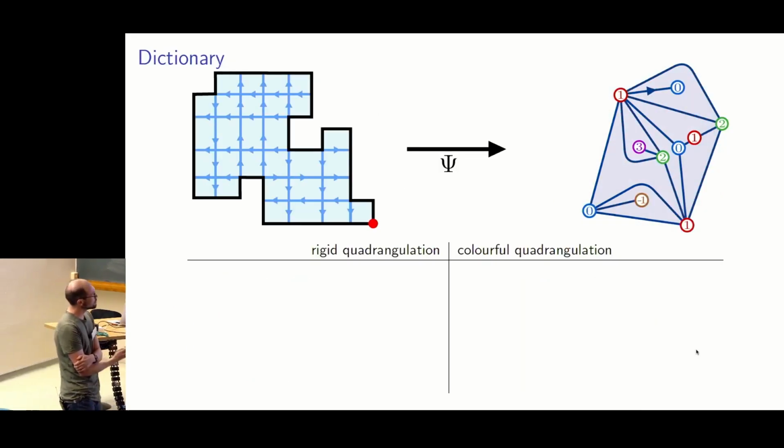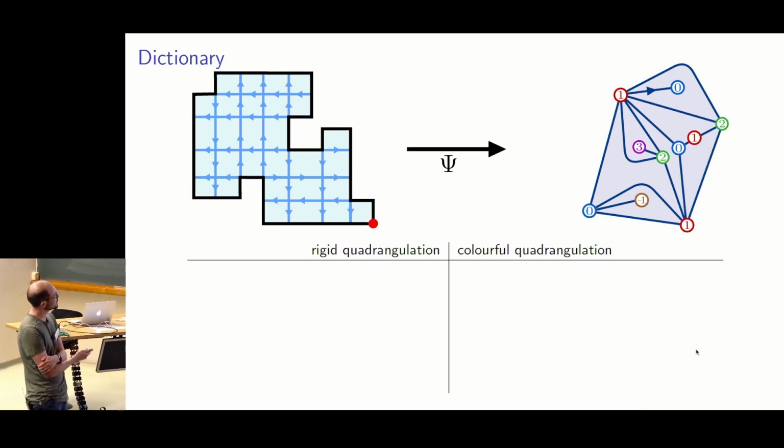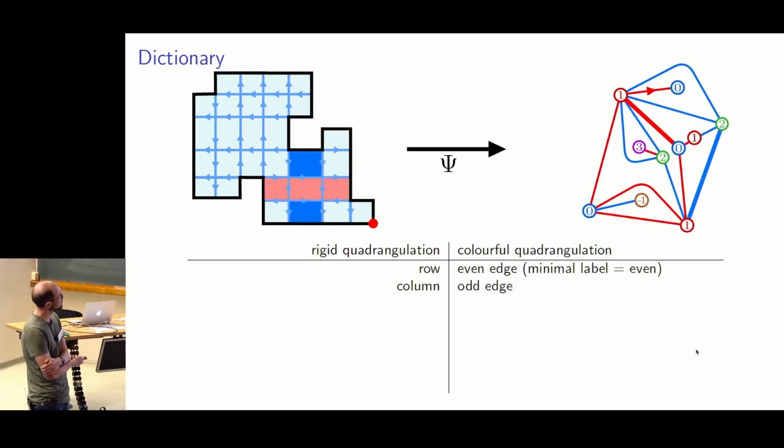So I said there will be some statistics that are naturally mapped to each other. We've already seen a couple of them, but let's extend the dictionary a bit. So rows and columns correspond to the edges of the quadrangulation. One could be a bit more precise. The rows correspond to even edges, meaning that the minimal label is even, and the columns to the odd edges.